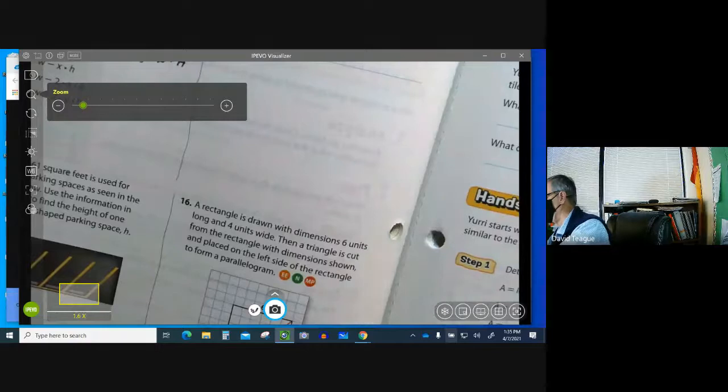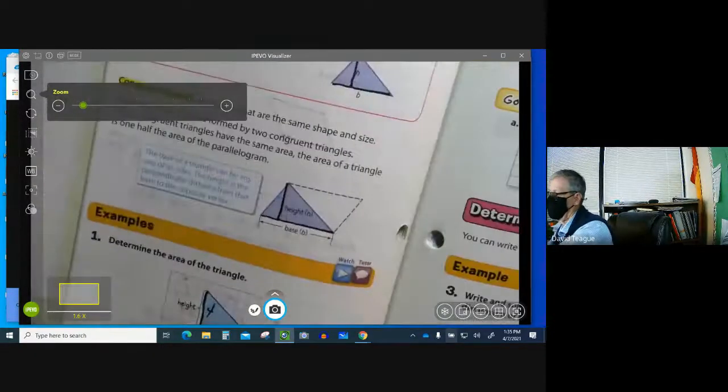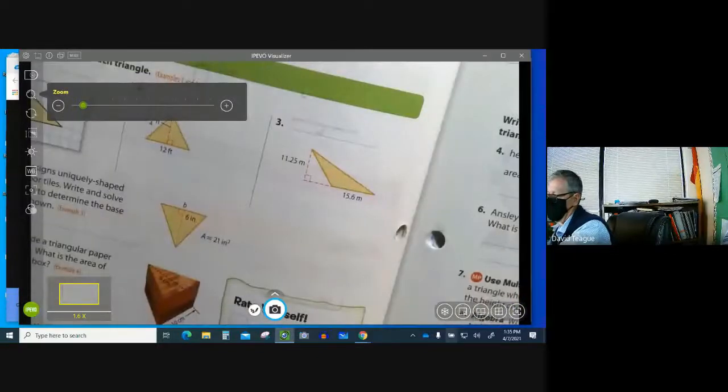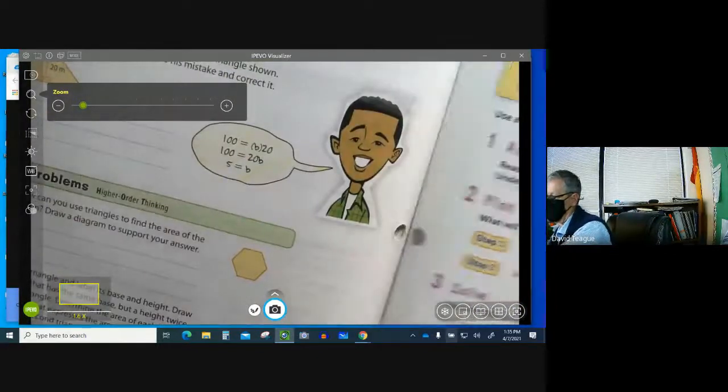So then if you go on to triangles, right? So you go to triangles.